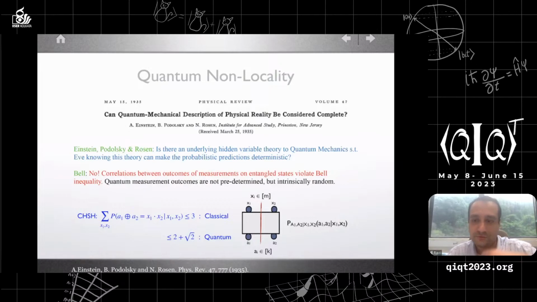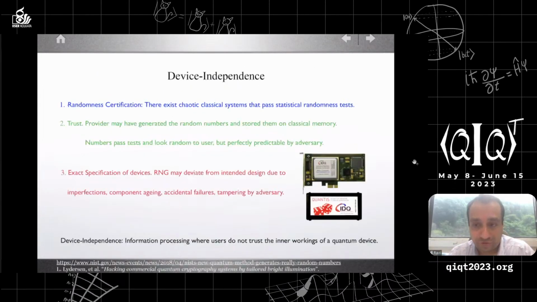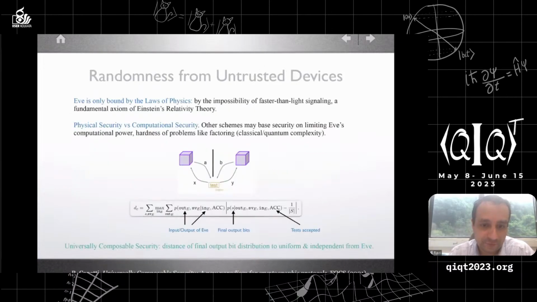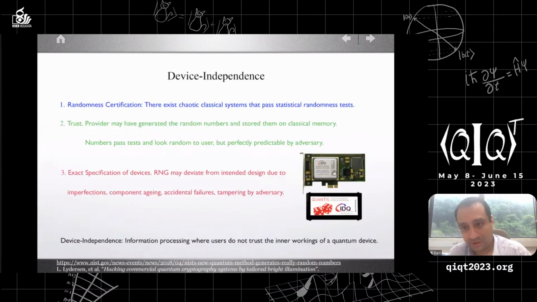If you want to do a DIQKD experiment, there was a paper in Nature last year where they had a device-independent quantum key distribution experiment. This is also being done in China in Jian Wei Pan's group. They have a lot of progress in device-independent QKD. In those protocols, though, to choose the measurement settings, they still use an ID Quantique random number generator. So they still have to trust that the measurement settings are chosen with an ideal quantum random number generator. This line of work is trying to remove this assumption in the DIQKD.